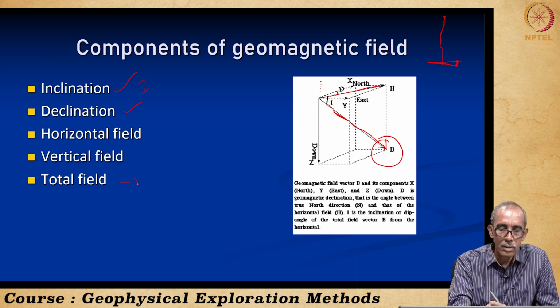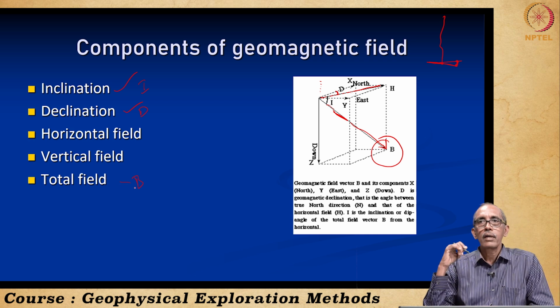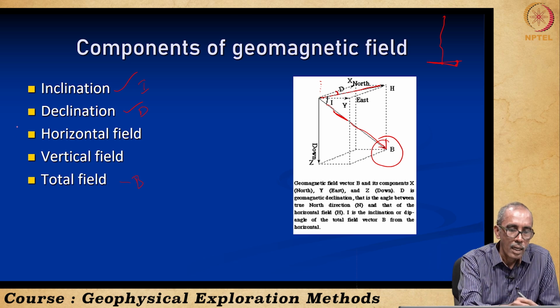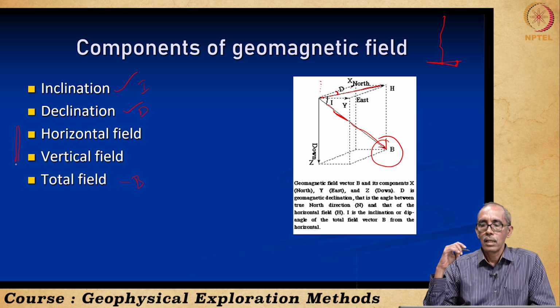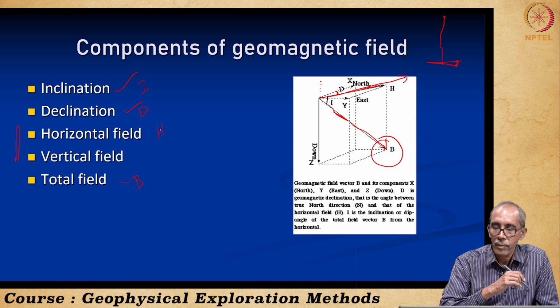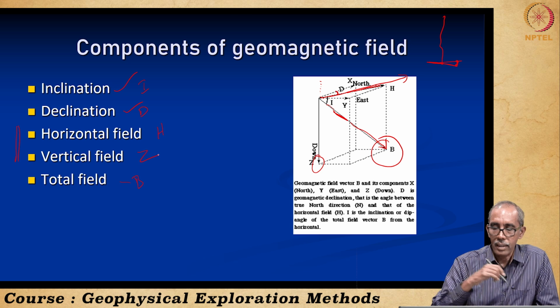So, B is known as the total field vector, and for this total field vector there will be two other components. What are they? They are the horizontal and vertical components. The horizontal component is referred to by the letter H, and the vertical component is referred to by the letter Z.